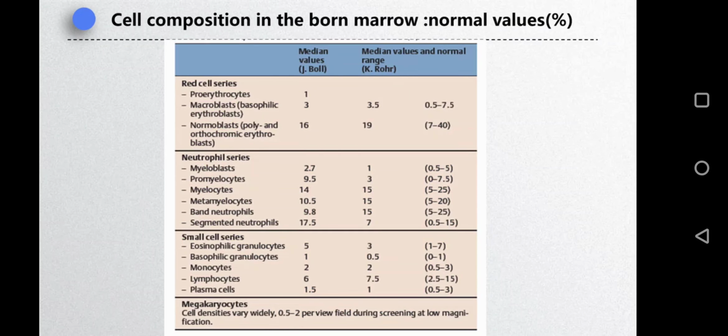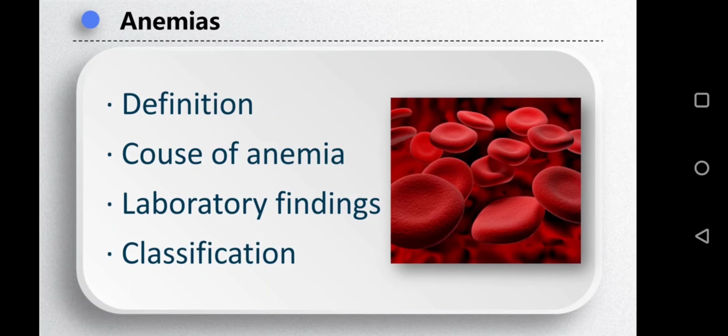Cell composition in the bone marrow, normal values. We can see that all stages of the red cell series, neutrophil series, and megakaryocytes can appear in normal bone marrow, and the lymphocyte series only contain the mature stage, just like the peripheral smear. Now I will talk about anemia: definition, cause, laboratory findings, and classification.